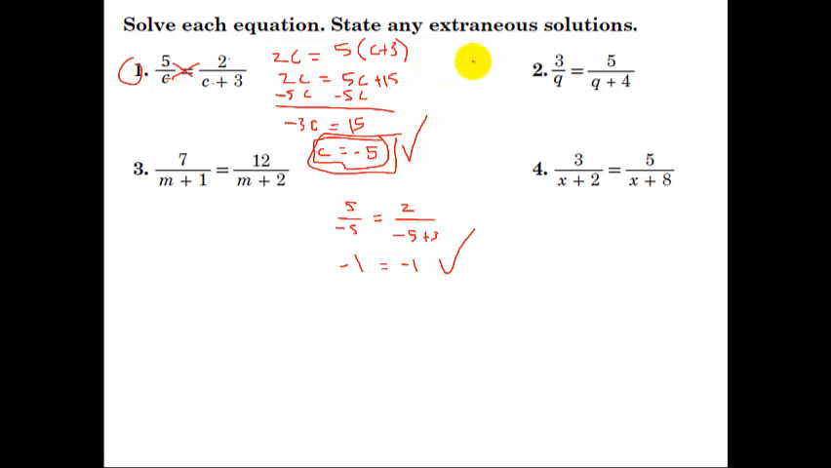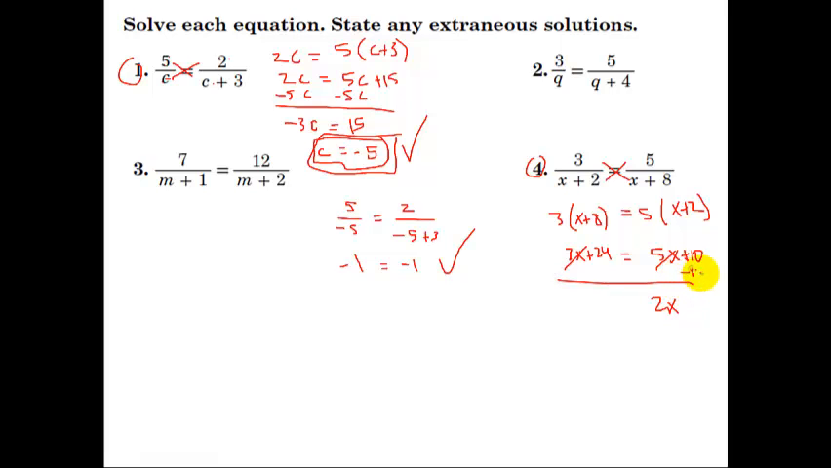Okay, let's try this one, for example. Again, simple fraction here, so I'm going to cross multiply. 3 times x plus 8, that's that one, equals 5 times x plus 2. Cross multiply, get 3x plus, not cross multiply, sorry, distribute. 3x plus 24 equals 5x plus 10. Subtract 3x from both sides. That's going to give me a 2x on this side. Subtract 10 from both sides. That's going to give me 14 on this side. So I get x equals 7.